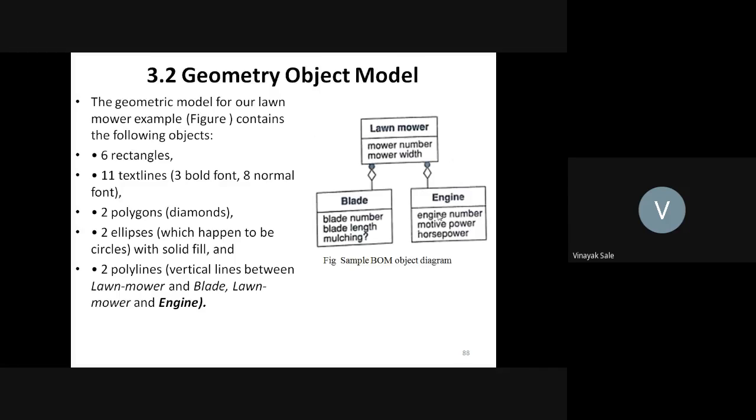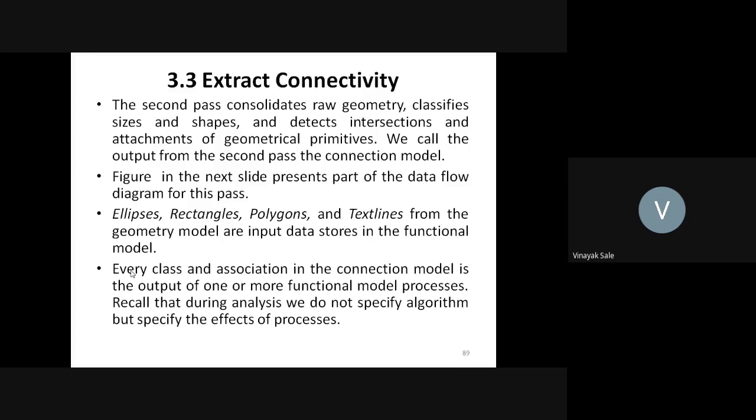Then the geometric model for our lawnmower example consists of the objects: 6 rectangles, 11 text lines, 2 polygons, that is 2 diamonds, 2 ellipses, and 2 polylines. Then third is extract connectivity.